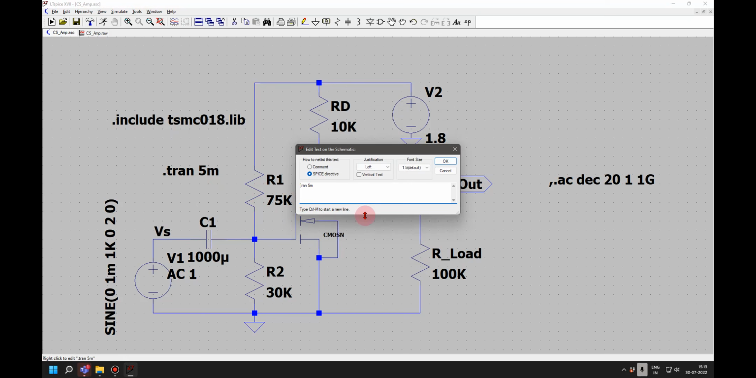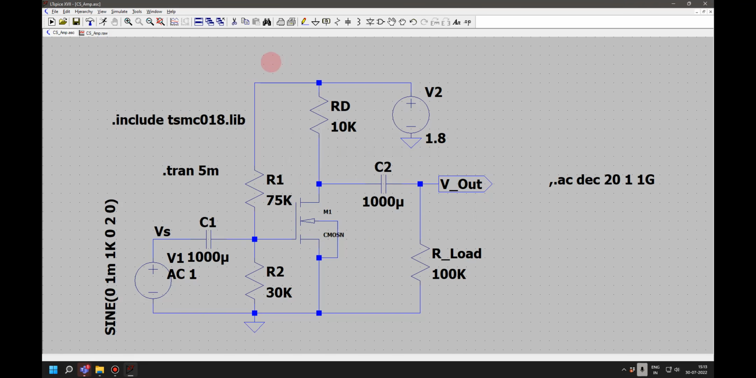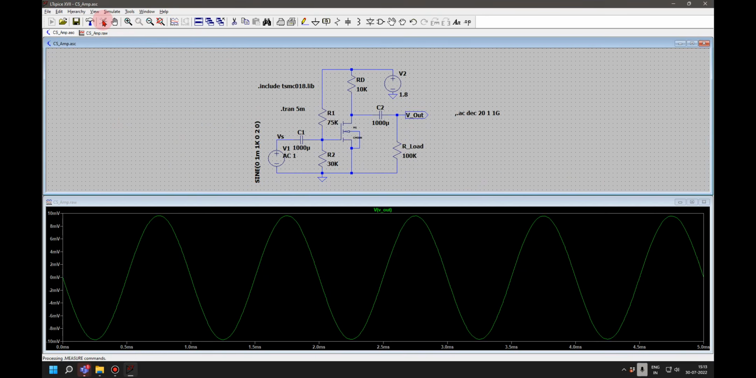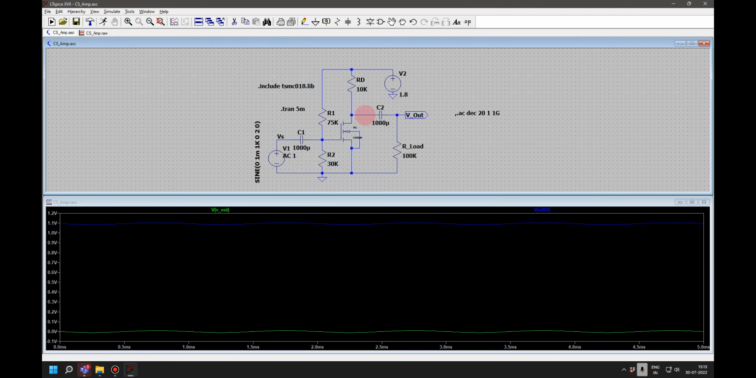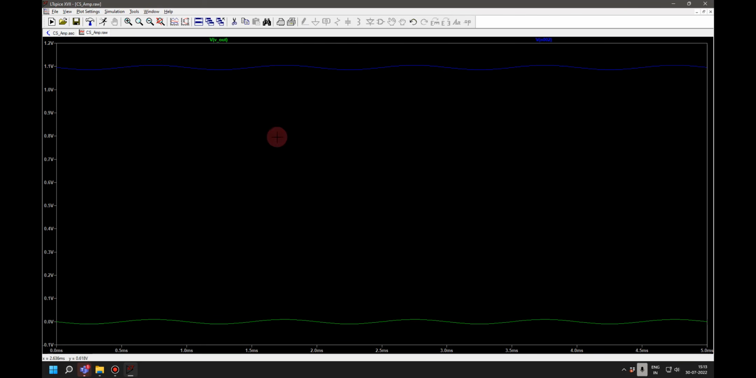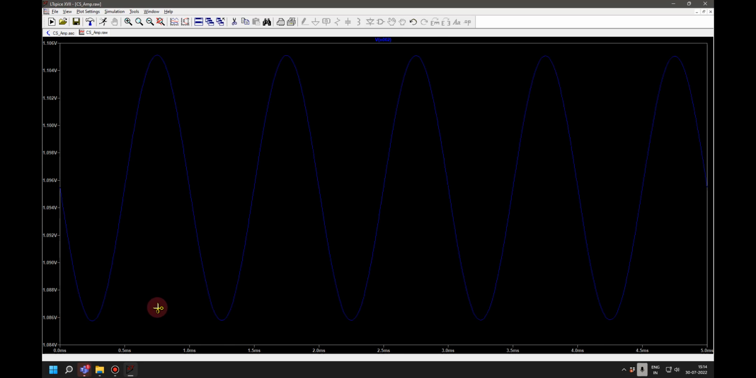Sir, can you show the output again, by probing it before C2? Okay, 10 millivolt here, before C2. This is 1.1, the DC operating point. So the waveform comes at 1.1 volt with AC response. Correct. Is it okay?